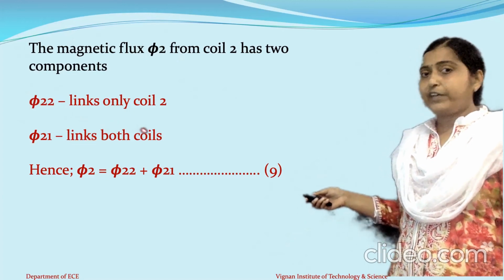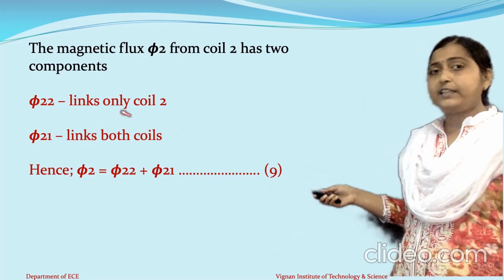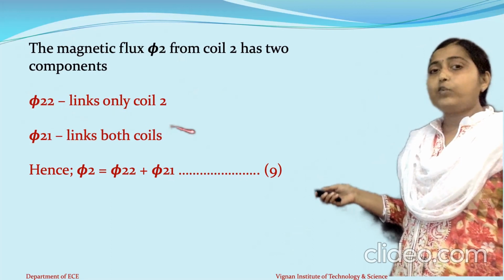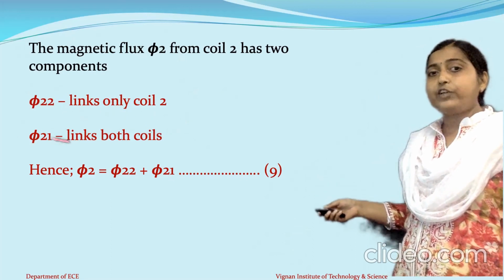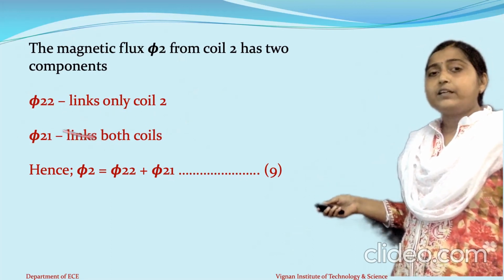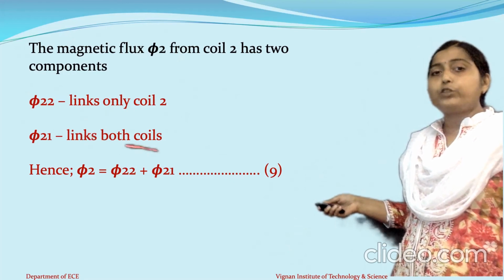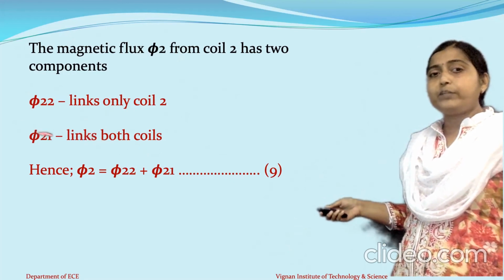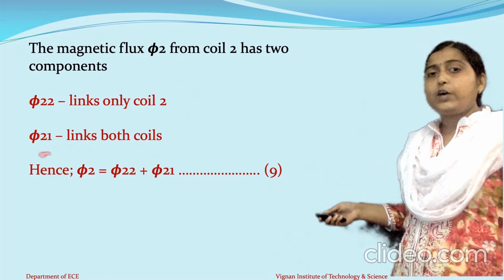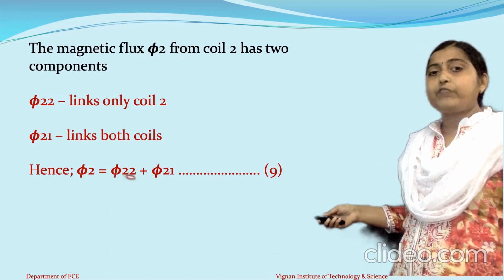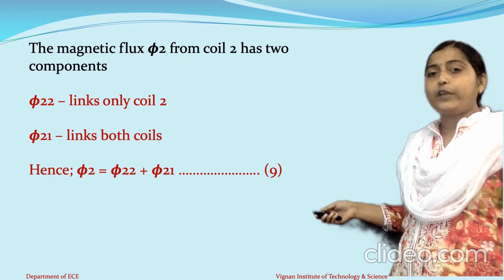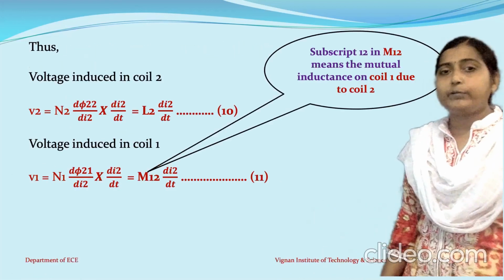So what is phi 22? Phi 22 is the flux linked to the second coil only, whereas phi 21 is the flux which is linked to both the coils, because 2 and 1 means it links to both the coils. Hence phi 2 is given by phi 22 plus phi 21. Let us call this equation number 1.